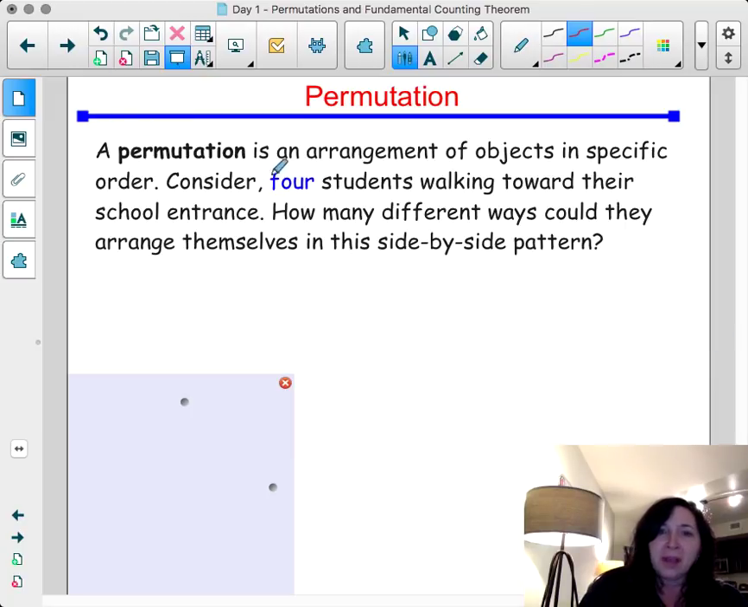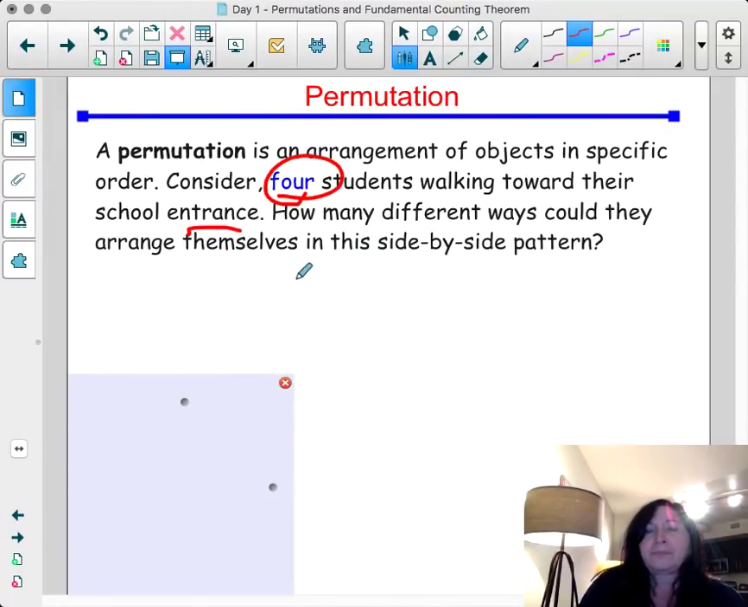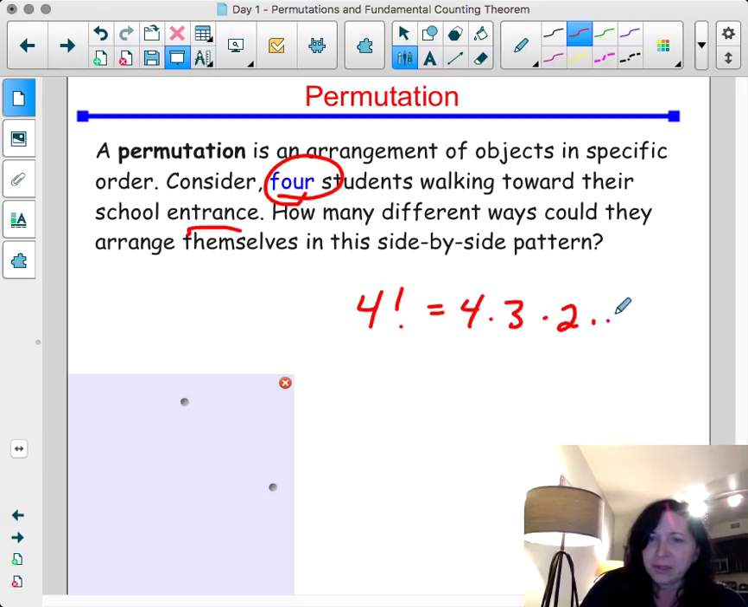Okay, so again, a permutation is an arrangement of objects in a specific order. Order matters. Let's consider I have 4 students walking toward their school entrance. How many different ways could they arrange themselves side by side? So 4 factorial. So that's 4 times 3 times 2 times 1. So that's going to be 12 times 2, which is 24.